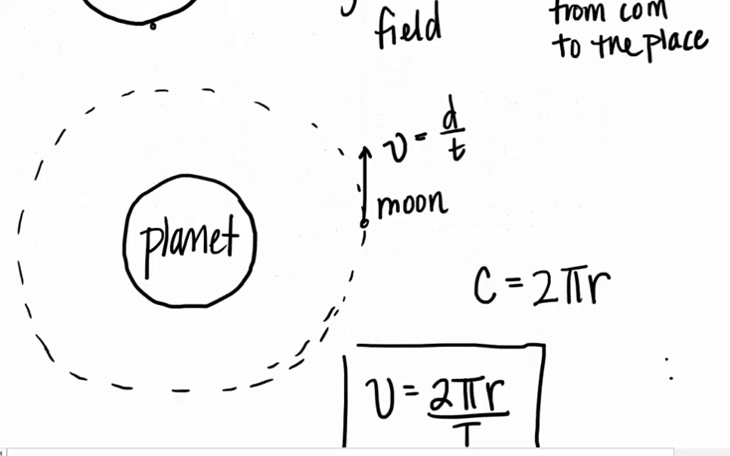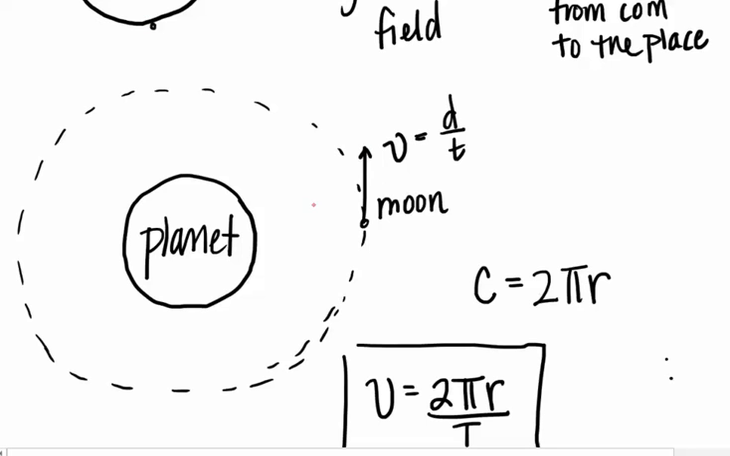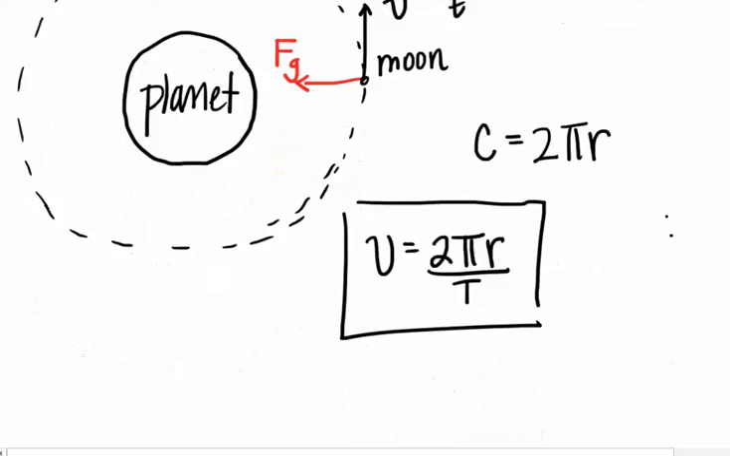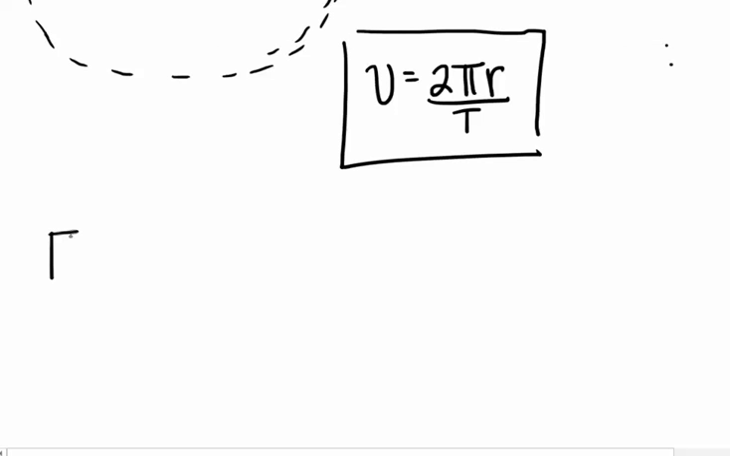Okay. What keeps that moon orbiting that planet? Why doesn't it fly off? Yeah, there's a gravitational force. Isn't the planet pulling on the moon? F sub g. And the moon is also pulling on the planet. But right now I'm looking at what the moon does, because I can watch the moons go around the planets. So that means our gravitational force is pointing towards where? And what kind of force points towards the center? Centripetal. So the gravitational force is centripetal.